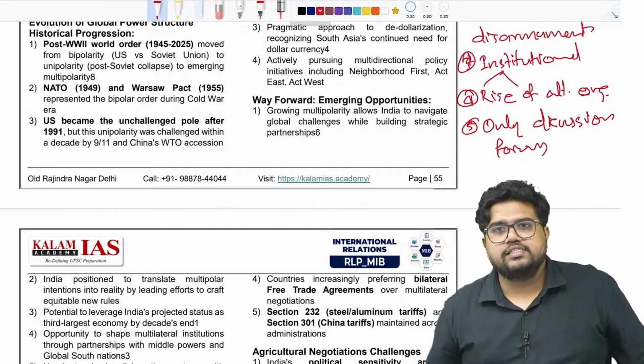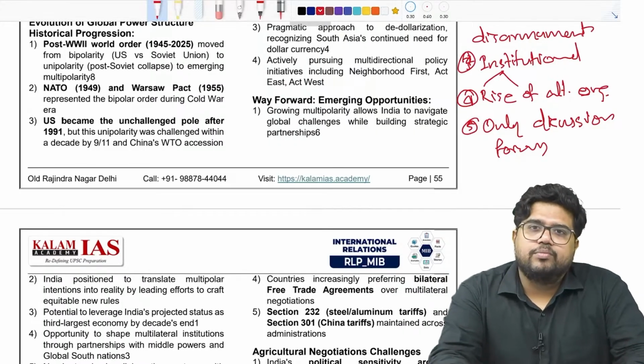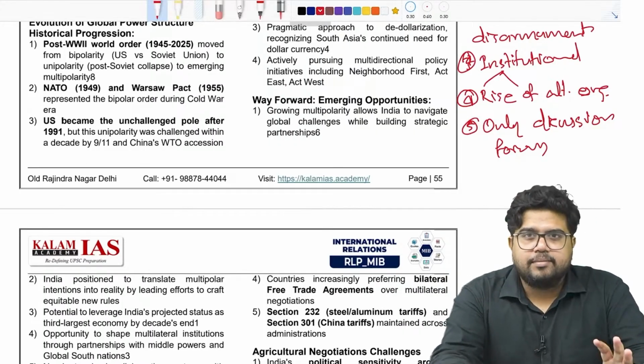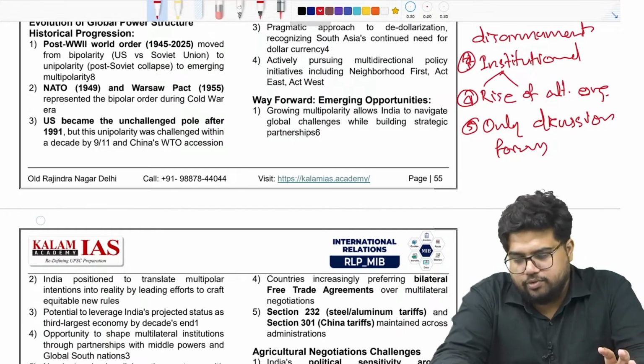But as principles, the Bandung principles as well as the Non-Alignment Movement still remain valid, and they still continue to guide India's foreign policy approaches.